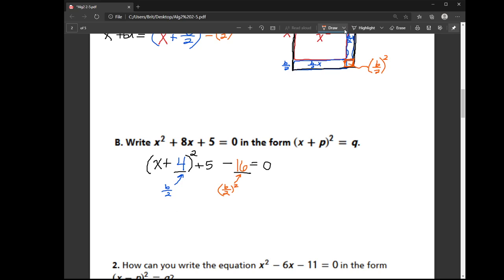Then I do what I call the cleanup stage. They're asking us for it to say x plus p squared equals q, so I need to get to the equals q part. Here I have x plus 4 squared, which is good. I'm going to combine my like terms, so 5 minus 16 is negative 11. Then to move it over to the other side, I add that 11. So I get x plus 4 squared is equal to 11.